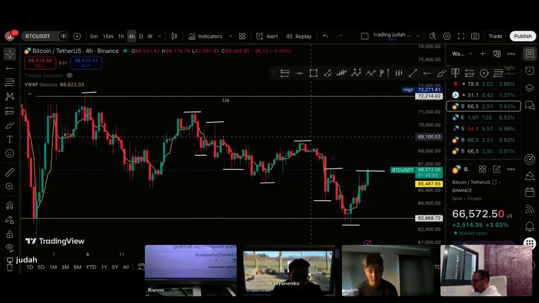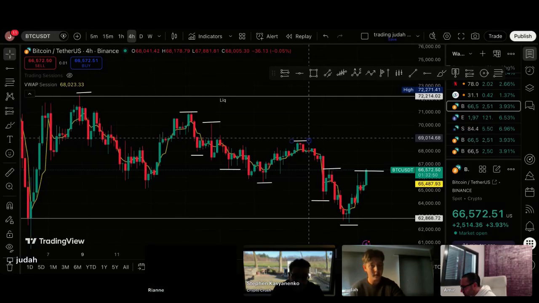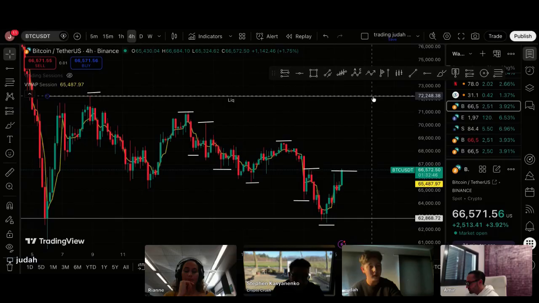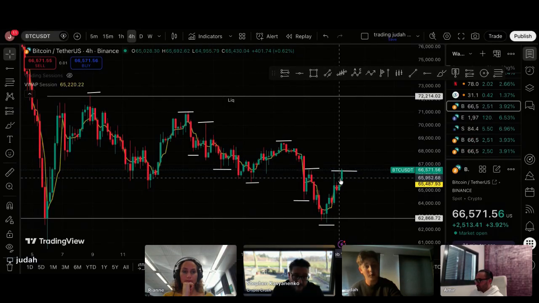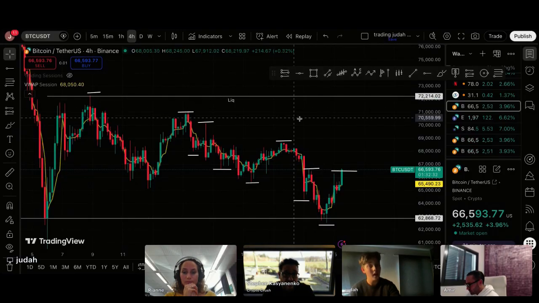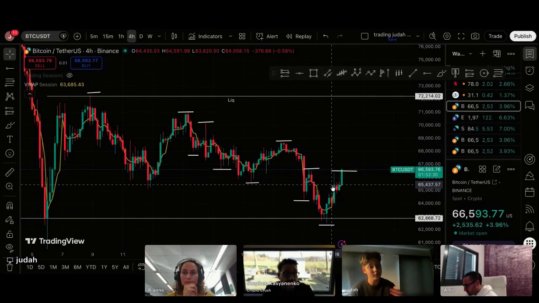is going to get taken out soon, but I don't know what's going to happen first, because in order to get the liquidity up top, which is millions and millions and millions, we first need to break this market structure. So if the market structure stays bearish, I cannot be bullish. Understood. There's a lot of liquidity here, but first we need to change market structure.